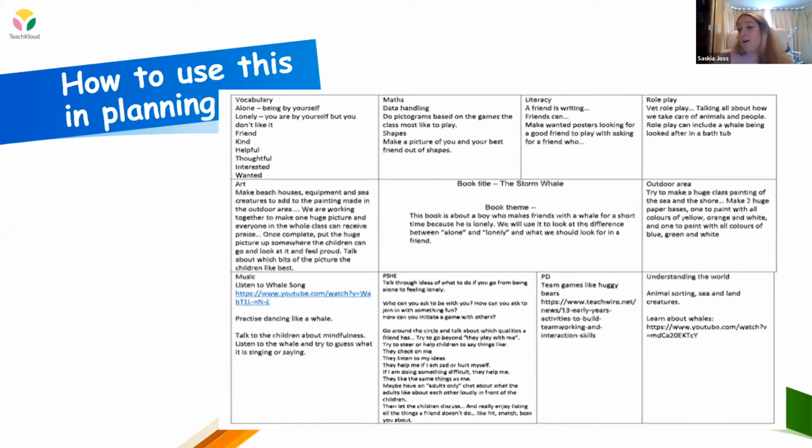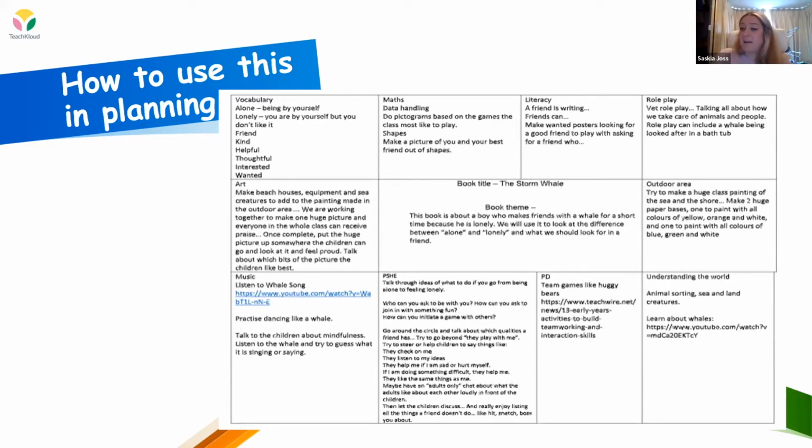Our writing and our reading focus is always going to be about this topic, this idea of how we use these vocabulary words and this understanding of the concept, in this case, of being alone, being lonely, being with friends, working out whether you do or don't like something. All of that's going to be brought through into different parts of the planning.